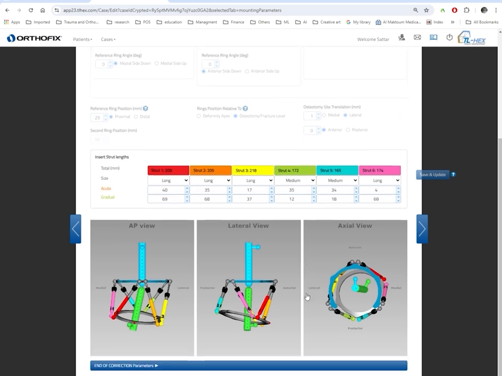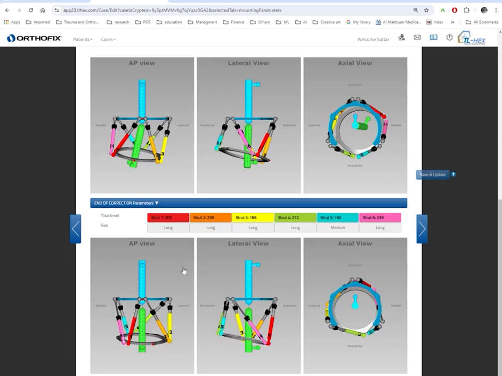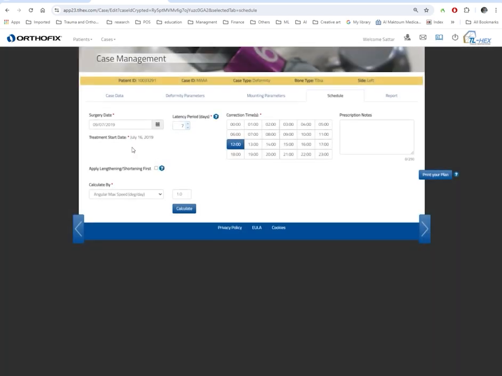Once you're happy, you will get the pictures of your frame. Please always match what you get here on the picture with what your frame actually looks like. And if it looks the same, you are pretty safe. At the end of the correction, you expect these struts, their lengths, and this is how your frame looks. If you are happy, you move to the next stage, where you come to the correction.